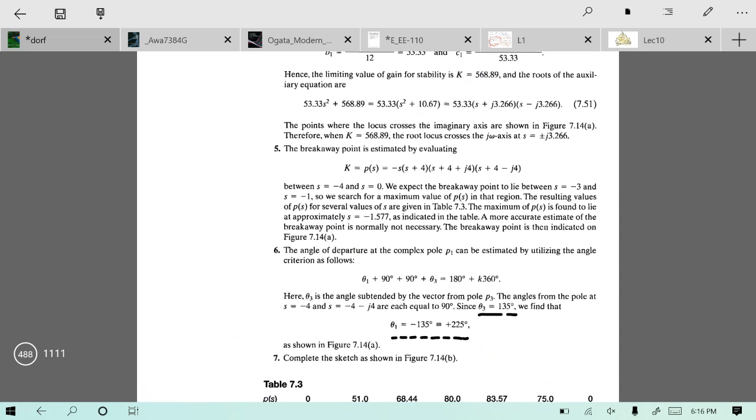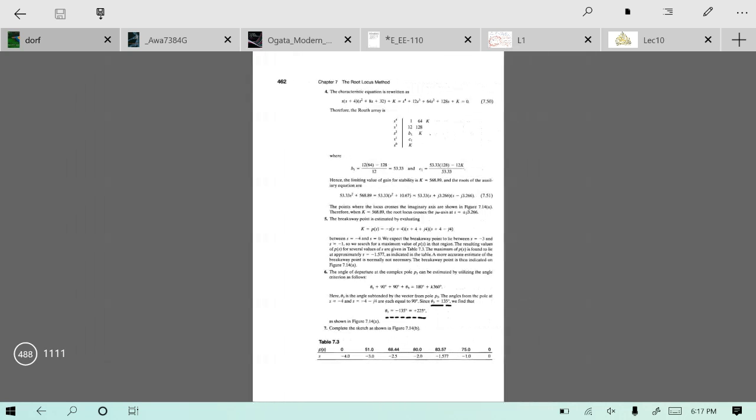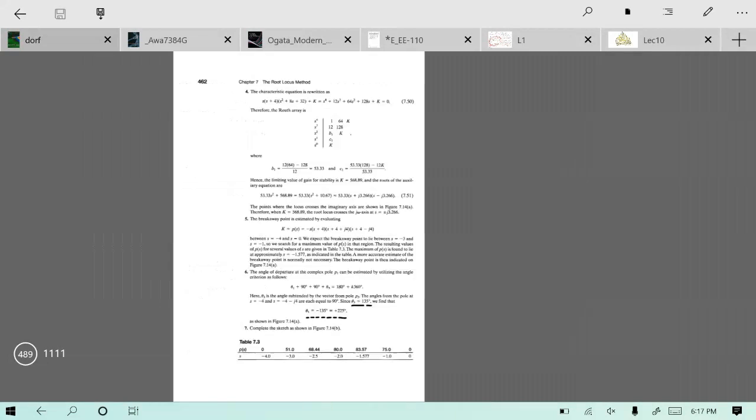Let us see from your book as well. So yes, minus 135, and this is the point where they are leaving. The angle of departure gives you the direction in which they leave, and from the point they leave their position until they reach the asymptotes, they will then follow the asymptotes till infinity. So our root locus procedure is complete.